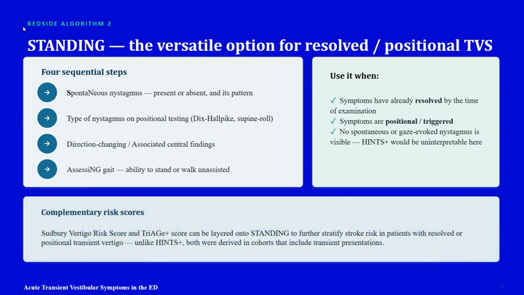So, the complementary risk scores, the Sudbury vertigo risk score and the TRIAGE score, can be layered into the STANDING to further stratify the stroke risk in patients with resolved or positional transient vertigo. Unlike the HINTS plus, both are derived in cohorts that include transient presentations.